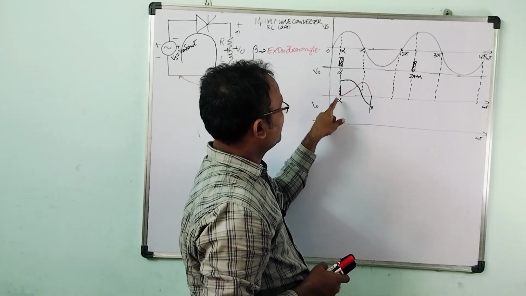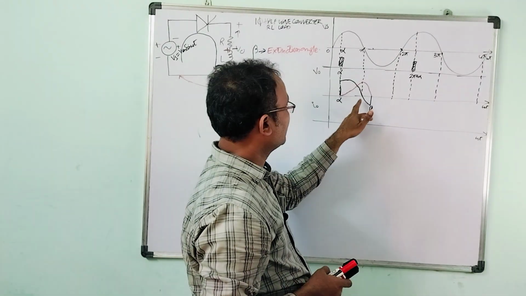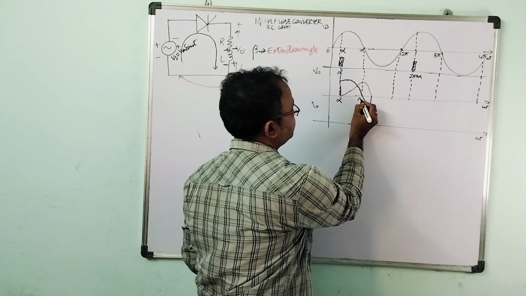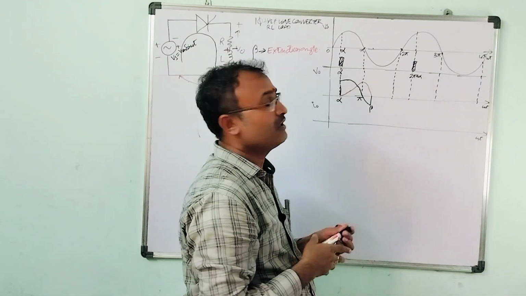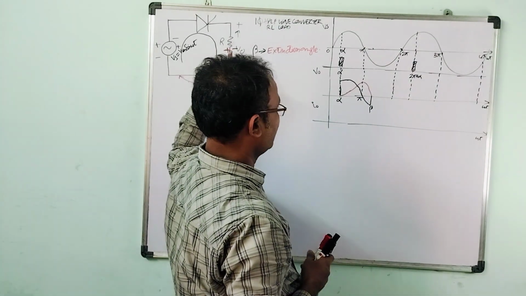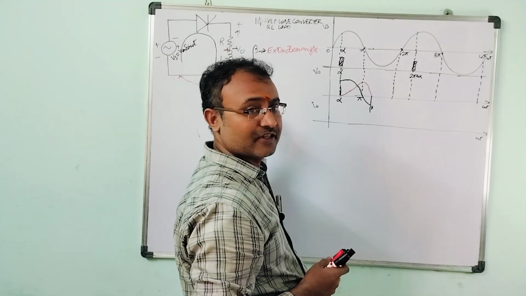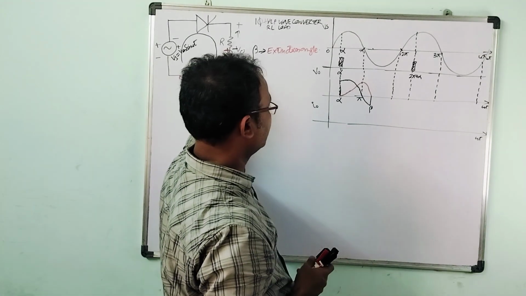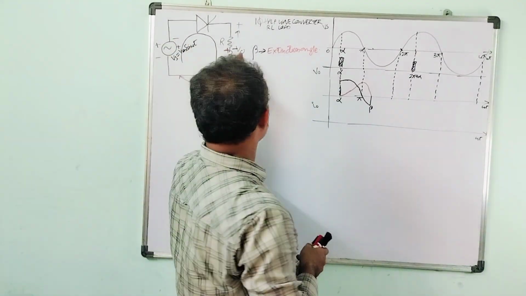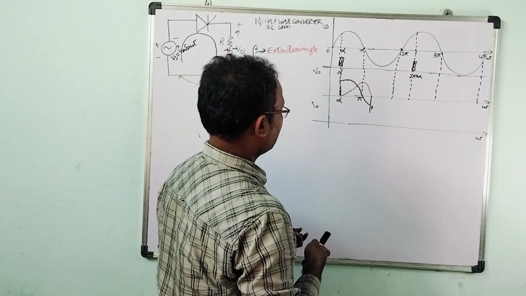Hence during alpha to pi, the power is positive, so power is flowing from source to load. During pi to beta, let me indicate pi here. During alpha to pi, the energy is flowing from the source to the load and the inductor is getting charged, and during the negative half cycle, even though the thyristor is reverse biased, the energy stored in the inductor makes the device continue in the conduction state, so it is pumping the energy back to the source, and the same repeats here.